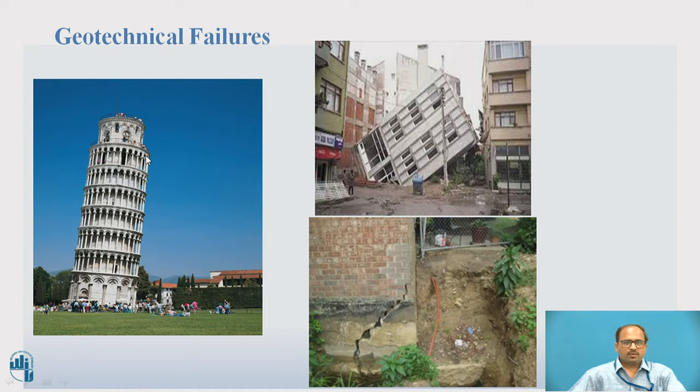Here are some geotechnical failures due to poor strength or increase in pore pressure in the soil mass. So these types of failures occur. This one is Leaning Tower of Pisa. Due to earthquake condition, this entire building collapsed. So these are some geotechnical failures due to poor shear strength.